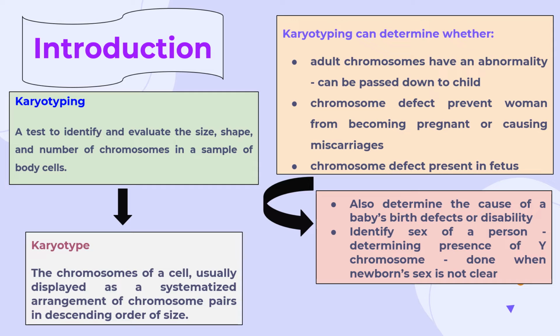Karyotyping is done to identify and evaluate the size, shape, and number of chromosomes in a sample of body cells, which are then displayed as a systematized arrangement of chromosome pairs known as karyotypes. Karyotyping helps to determine chromosome abnormalities in adults, defects in women and in the fetus, the cause of a baby's birth defects, and identifying the sex of a person by determining the presence of the Y chromosome.